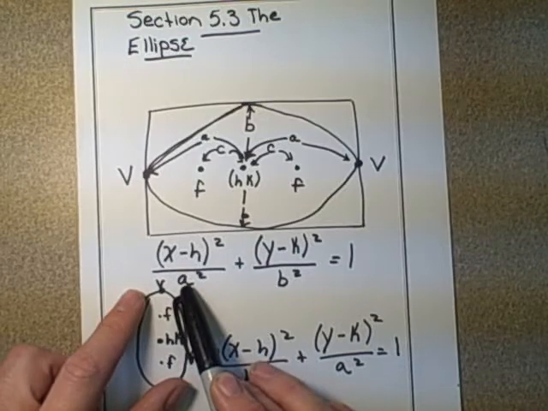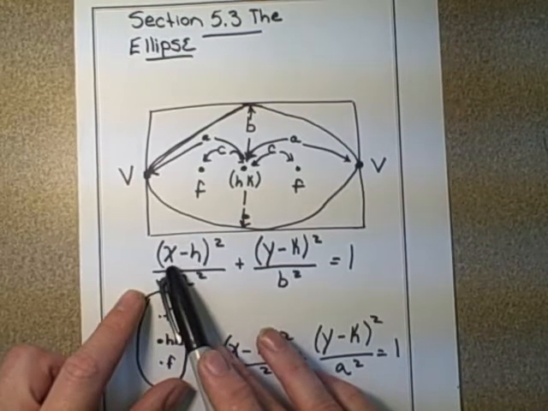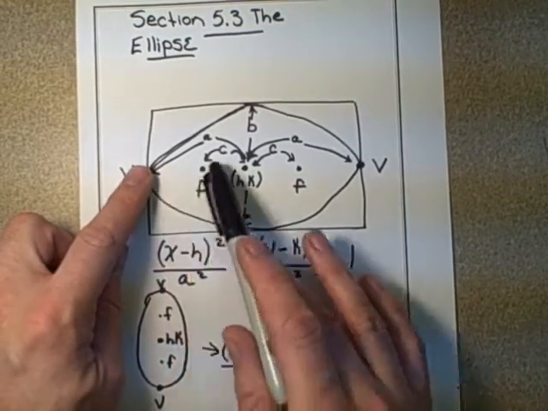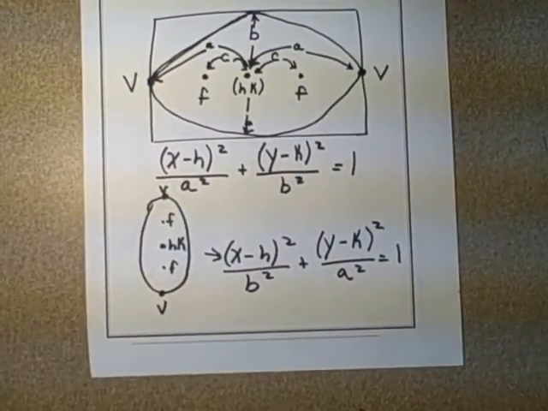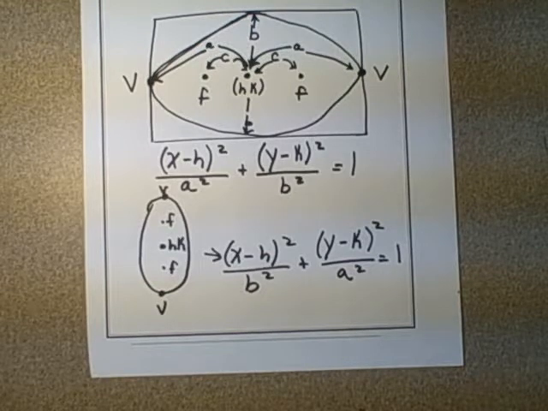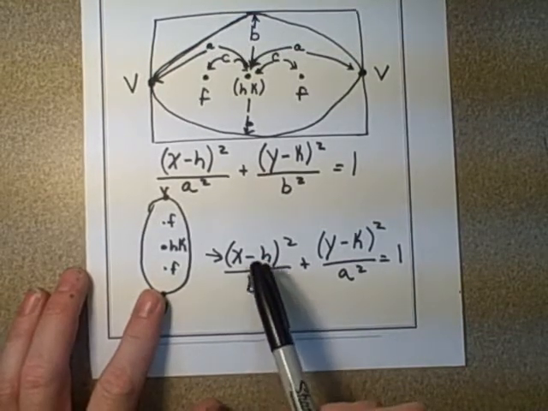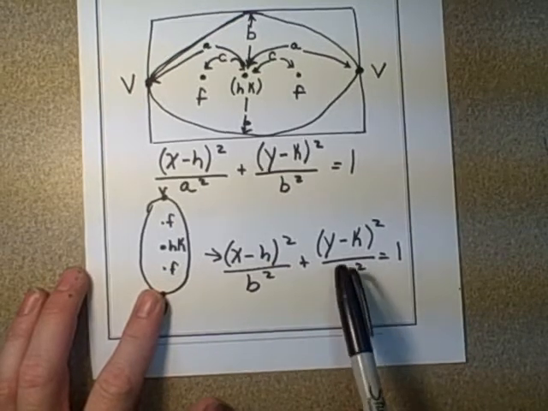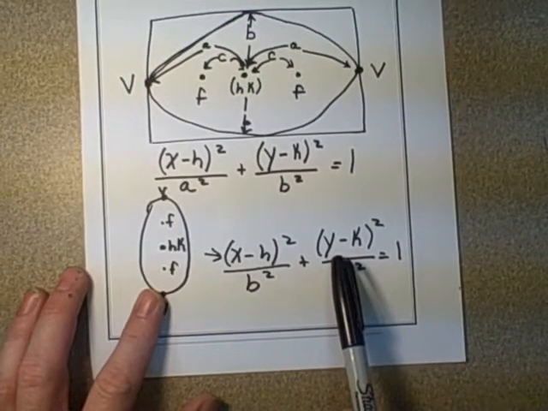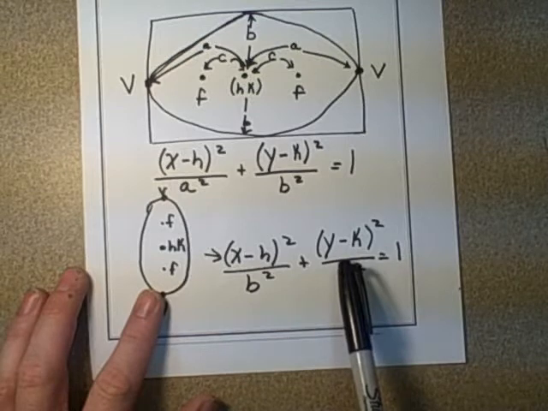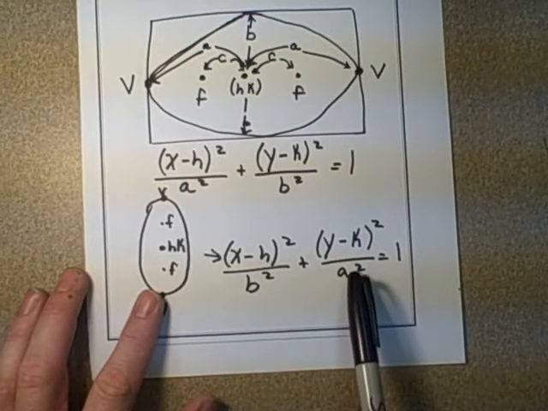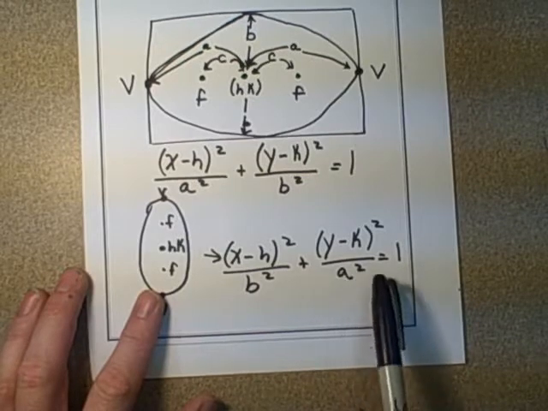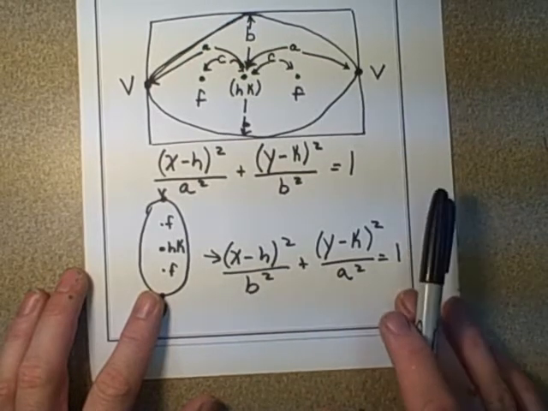A squared is underneath the x in this case because this is a horizontal ellipse. If you look over here on the bottom part, a vertical ellipse looks like this right here, and you'll notice that the A squared is underneath the y in this case. And that's how you can tell whether it's a vertical or horizontal ellipse. Look for whichever one has the bigger number underneath. A is larger than B in this case.